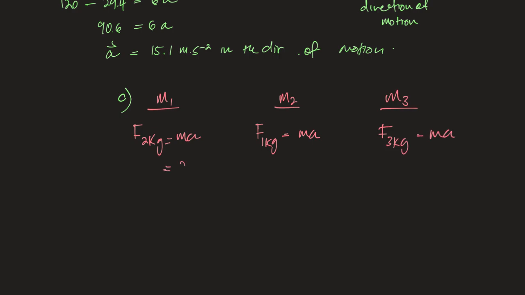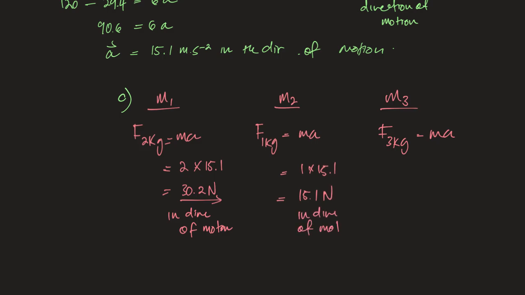And all you do is you incorporate those values in the direction of motion into your calculations. This was 1 times 15.1. You get 15.1 newtons in the direction of motion. And the last one is 3 times 15.1, and that gives you 45.3 newtons in the direction of motion.